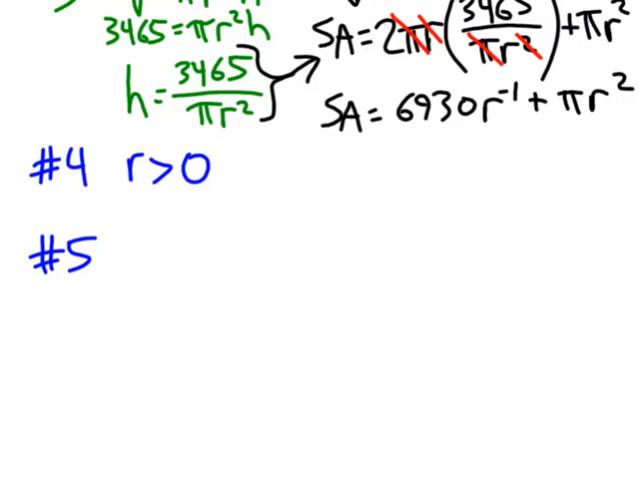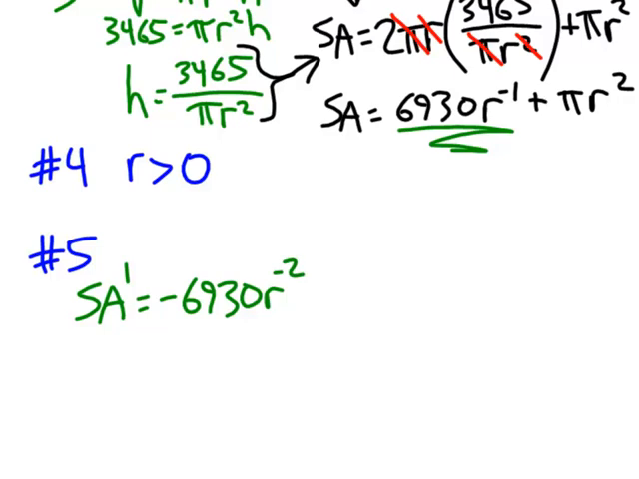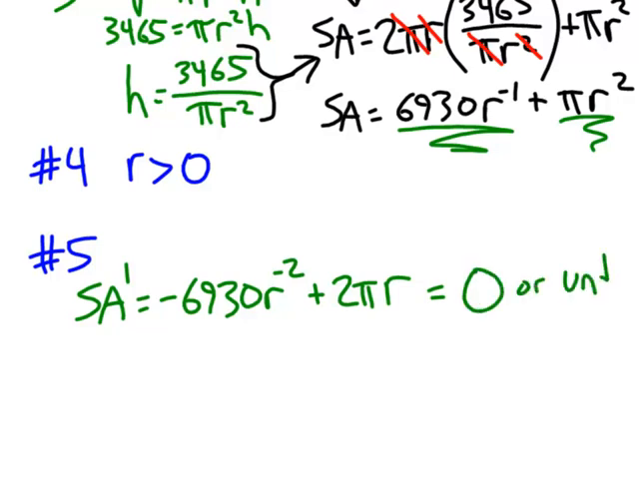We know we start by taking the derivative and finding critical numbers. So let's take the derivative of the surface area and get surface area prime equals, if I derive this term, I get negative 6930 r to the negative 2. And if I derive this term, I'm going to get plus 2 pi r. And since I'm seeking critical numbers, we set that equal to 0 or undefined.